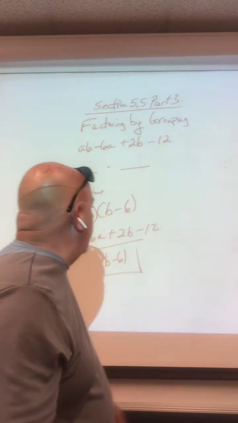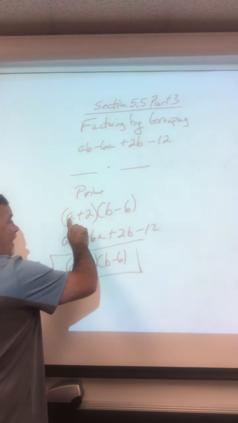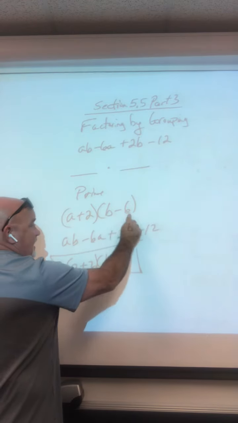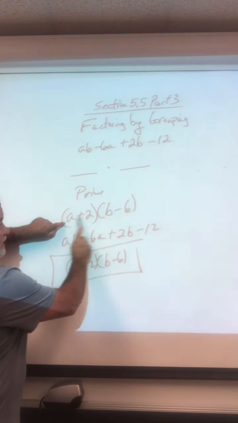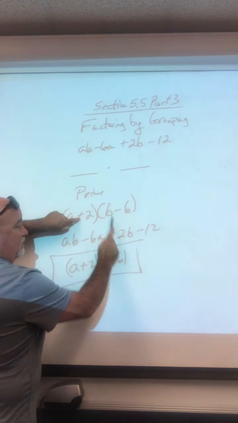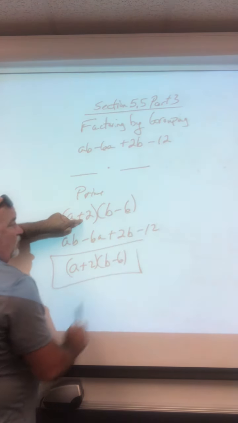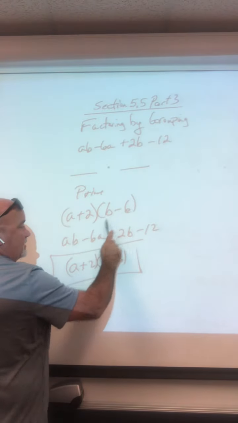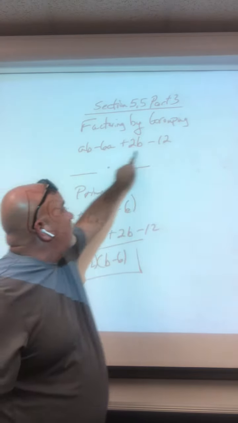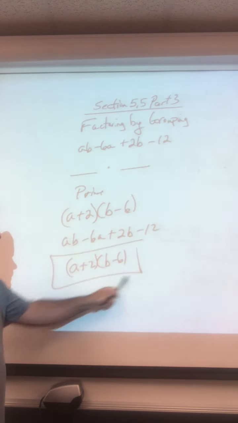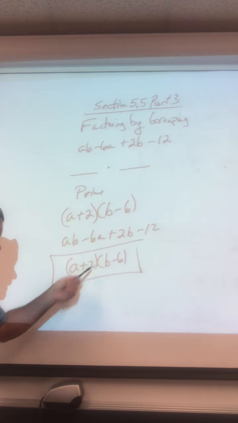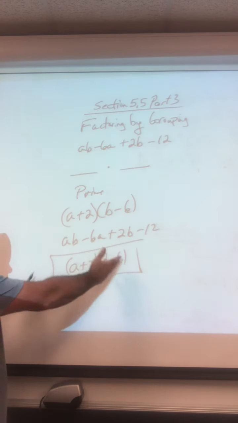Let me just show you that. If you multiply A plus 2 times B minus 6, this times this, watch what we get. AB, by the FOIL method, minus 6A plus 2B minus 12. So if you FOIL this, you get this. So then, if you factor this, this has to be your answer. So does this problem factor? Yes, there's your answer. But how do you get to that?